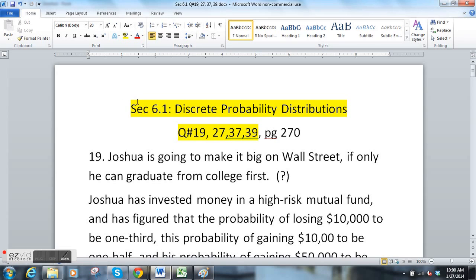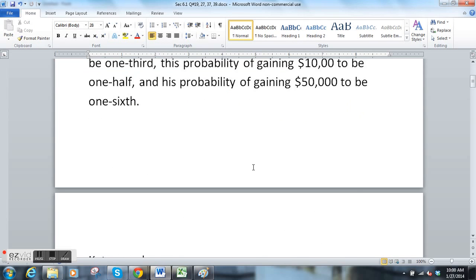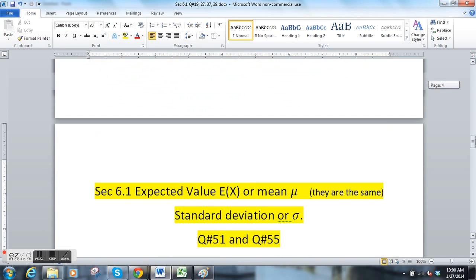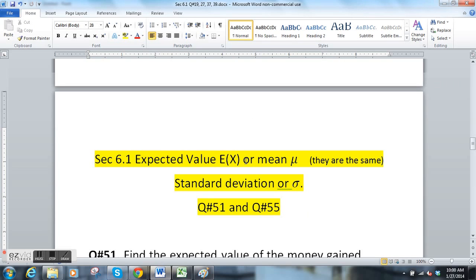Okay, so we're still on section 6.1 with Joshua and his crazy schemes, and I wanted to look at, scrolling ahead, right here, the expected value, that looks like E of x, the expected value or mean. These are the same, they mean the same thing. And finding the standard deviation or sigma for a discrete probability distribution. So this is question 51 and 55.